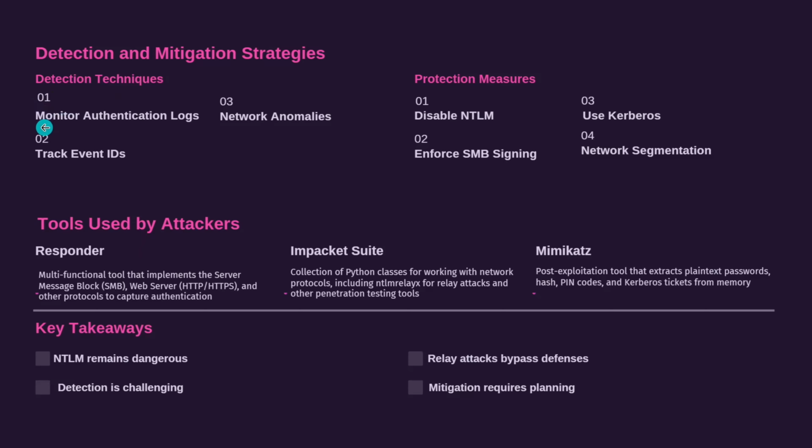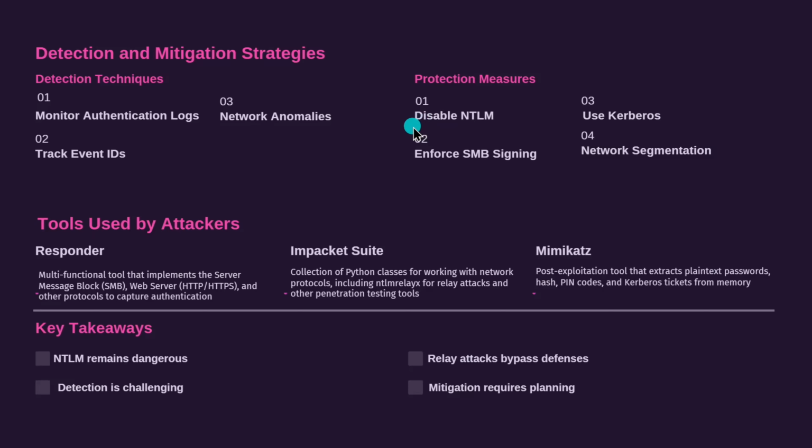Detection techniques. First, monitor authentication logs. Always check authentication logs. Where are the authentication hashes coming from? Where is the connection coming from? Second, track event IDs, whether they come from Windows or Linux. Every Linux and every Windows system has event IDs, but the two have different types of event IDs. Third, network anomalies. Check if you have an unknown source or unknown person in your enterprise's network.